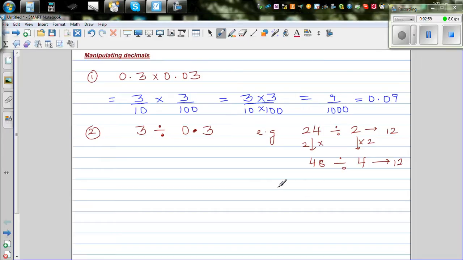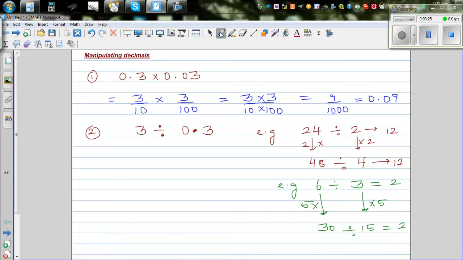Let me give you one more example. Say, let's take small numbers. So 6 divided by 3 is 2. So let's make this 5 times bigger. If you make this 5 times bigger, this is 30. And if you make this 5 times bigger, this becomes 15. And 30 divided by 15 is also 2.